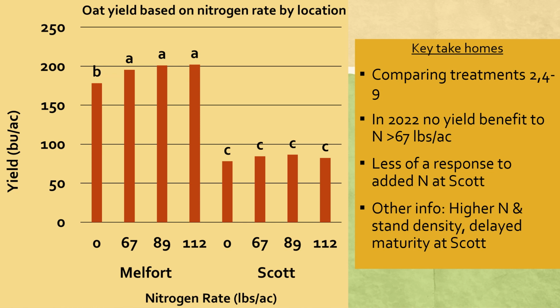Now, other results that we're not seeing on this slide are that higher nitrogen rates did reduce our stand density at both sites, so thinned out our stand, but this did not have a negative impact on yield. And at Scott, we saw that increasing nitrogen rates significantly delayed maturity. However, this was not the case at Melfort. And for Scott, that significant delay in maturity was probably around 2, maybe 3 days.